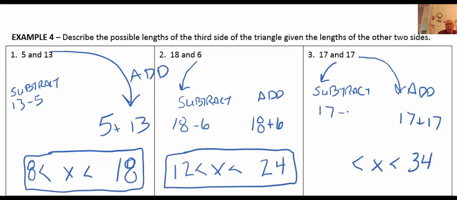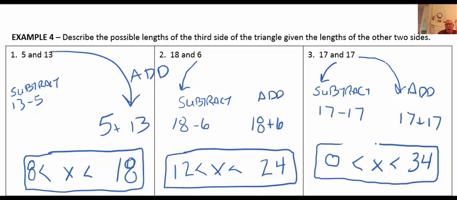we will get 0. I know it's not possible to have a side length of 0. What that's really telling us is any other side will work. Even something like 0.1 would be just enough to give us a triangle in this case, because it'll help one of those 17s overpower the other 17. And there you have it.